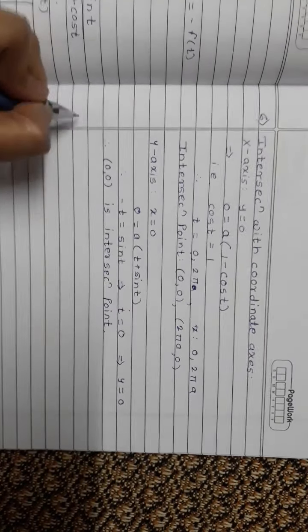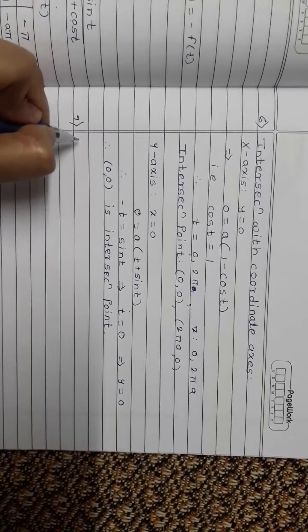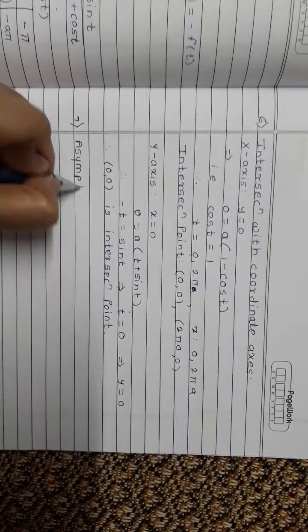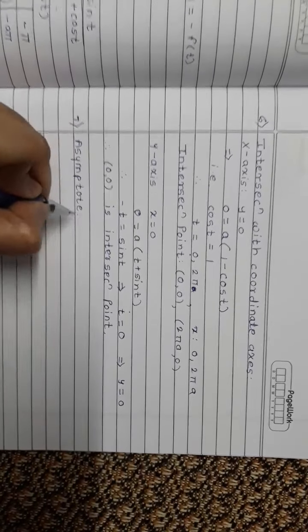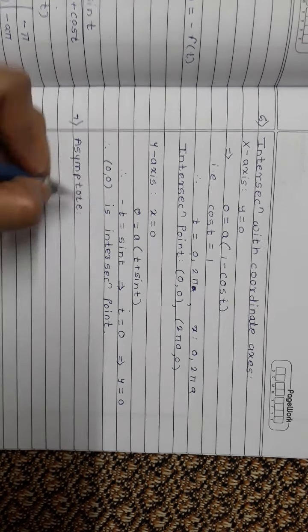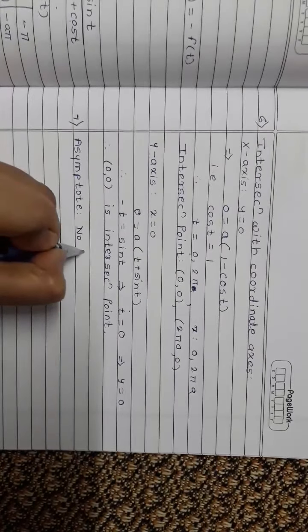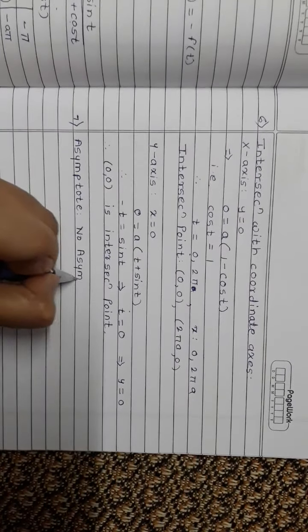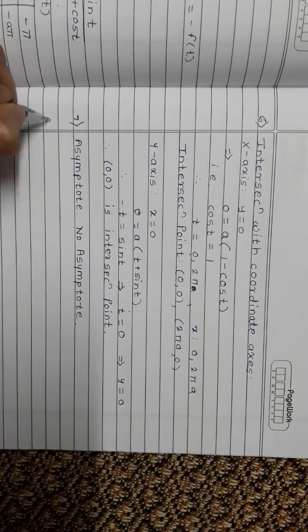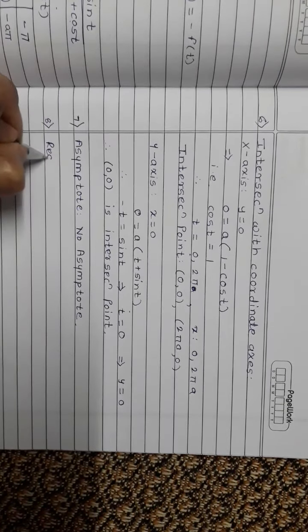Once you get the intersection, I'll go forward to the asymptote. See, what is an asymptote? An asymptote is nothing but a tangent at infinity. But for no value of t are x and y going to be infinite, because sin t and cos t lie between minus 1 and 1, right? So there is no asymptote. Correct? Then the next part is, we want to find the region.